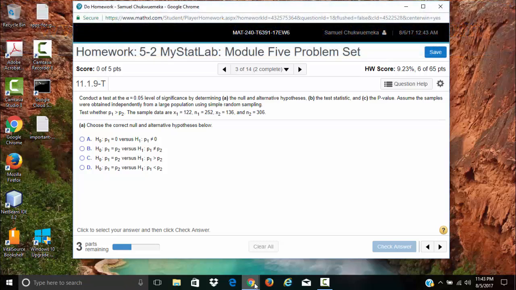Question 3. Conduct a test at the 5% level of significance. Alpha 0.05 means 5% level of significance by determining A, the null and alternative hypothesis, B, the test statistic, C, the p-value. Assume the samples were obtained independently from a large population using simple random sampling. Test whether P1 is greater than P2, and they give you the sample data.